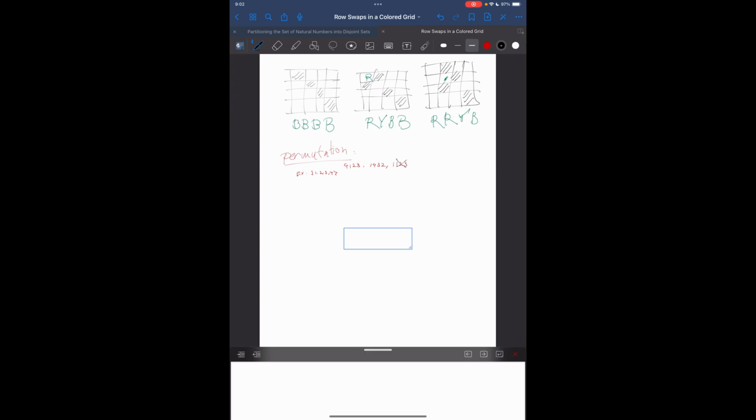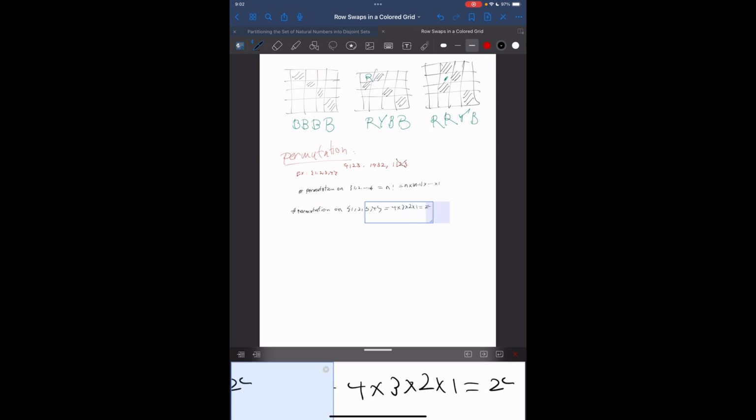And we all know that the number of permutations on 1 to n is equal to n factorial, which is by definition n times n minus 1 times down to 1. So the number of permutations on the set 1, 2, 3, 4 is equal to 4 times 3 times 2 times 1, which is 24.